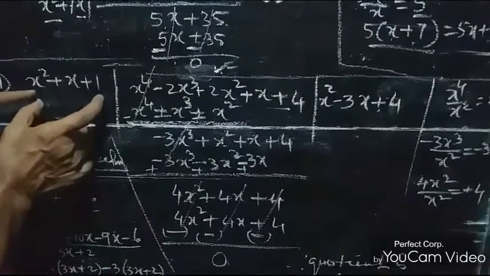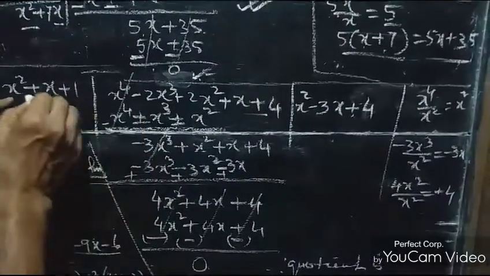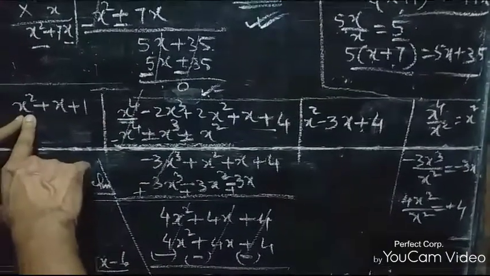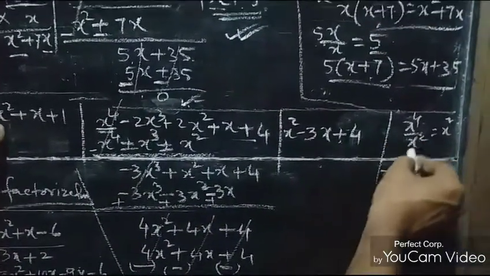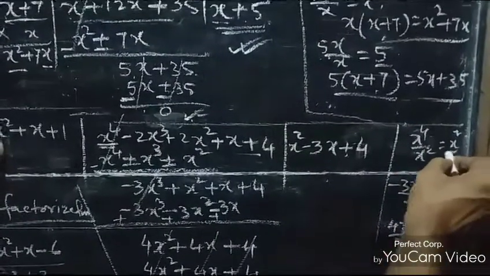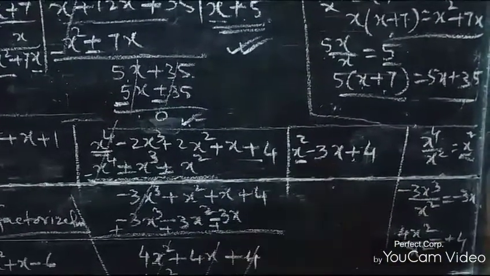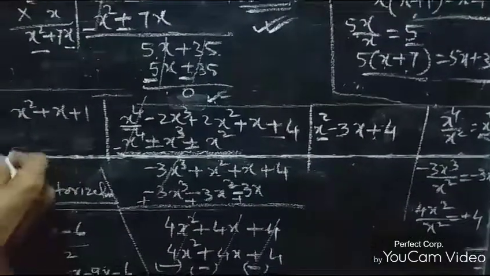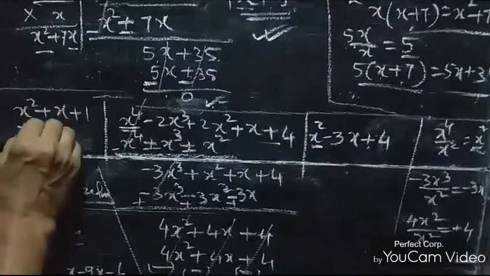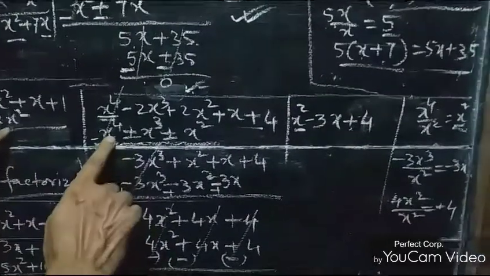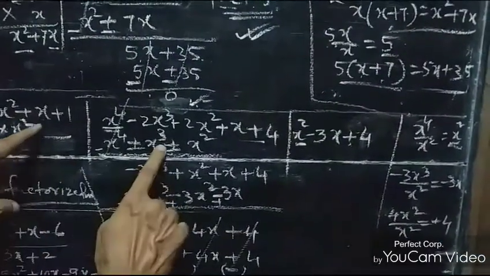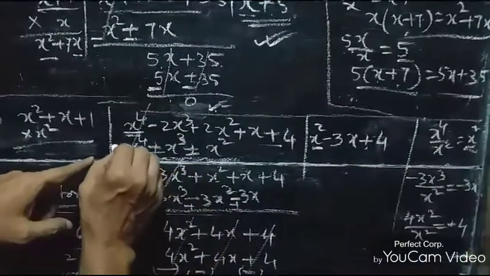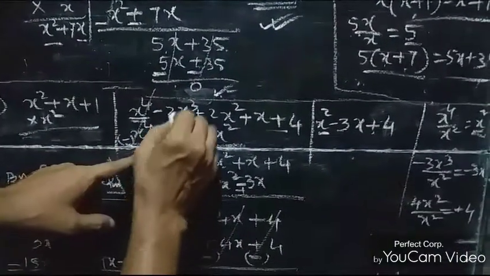So here, the first term is x to the power 4. Here the divisor's first term is x square. Then to divide this one, it has come x square. Put this x square over here and multiply this x square by the whole divisor. Then it is coming x to the power 4 plus x cube plus x square. So now just deduct it from this one.